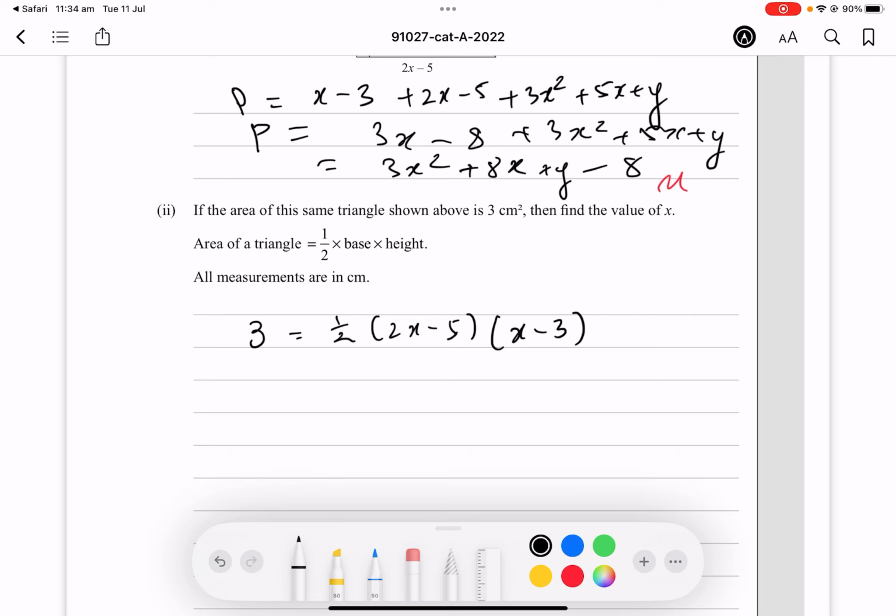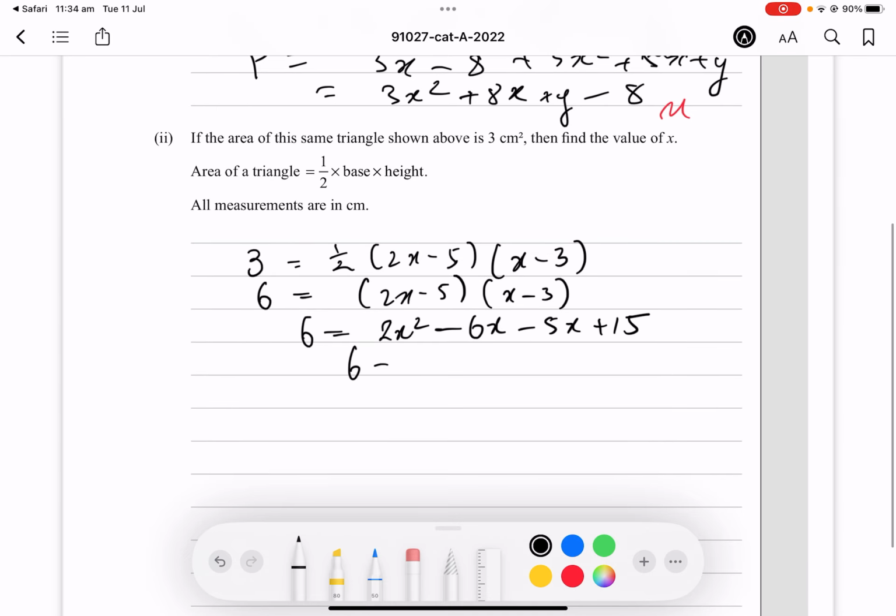So first we're going to multiply both sides by 2. So we have 6 equals 2x minus 5 times x minus 3. And now we're going to expand the right hand side. So we have 6 equals 2x squared minus 6x minus 5x plus 15. And therefore we have 6 equals 2x squared minus 11x plus 15. And now we can subtract 6 from both sides. So now we have 0 equals 2x squared minus 11x plus 9.